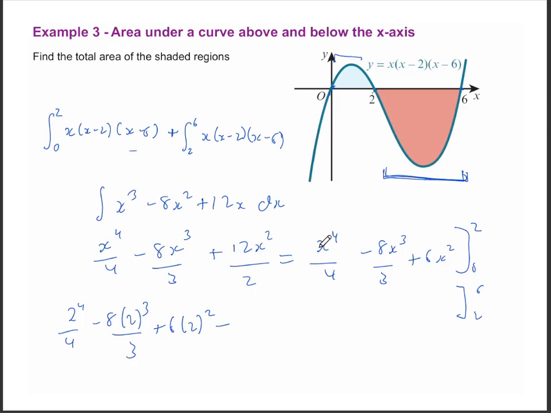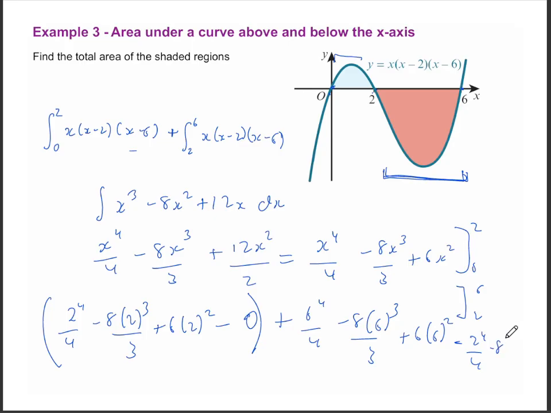Subtracted by applying 0 into this, which will just be 0 for this, 0 for this, and 0 for this. So we're going to just minus 0. And then what we want to do is add it with the other side of the limits as well. So 6 and 2. When we put in 6 into this, we will get 6 to the power 4 over 4 minus 8 times 6 to the power 3 over 3 plus 6 times 6 to the power 2. And obviously we have to subtract the 2 side of it. So minus 2 to the power 4 over 4 minus 8 times 2 to the power 3 over 3 plus 6 times 2 to the power 2.